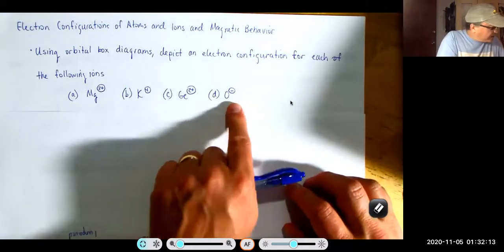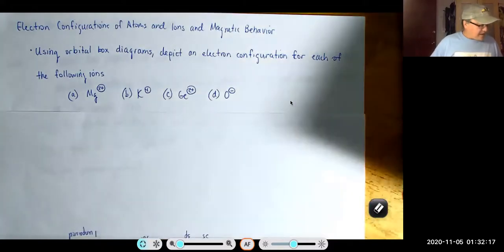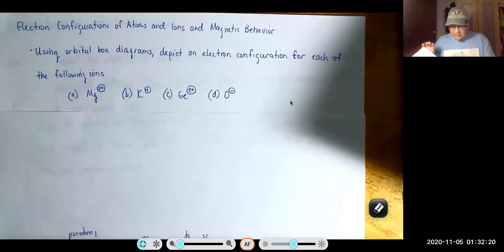This is weird. Why do they have O -1? That's not a common ion. I don't think germanium plus 2 is common either. Nonetheless, we'll go with this.